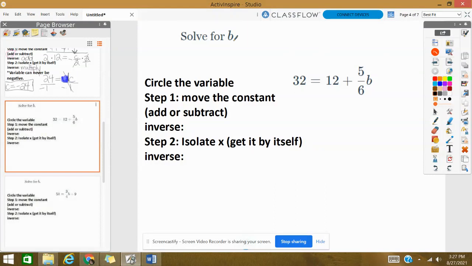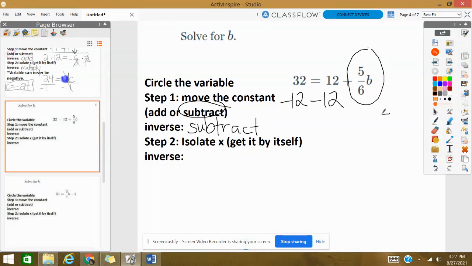So first I want to go ahead and circle my variable, which is 5 over 6b. Then I want to move my constant. Because this 12 is positive, the inverse will be to subtract. Okay, so I'm going to take the inverse, and the inverse is to subtract. I'm going to subtract 12 on both sides. And then I have 32 minus 12, which is going to give me 20. And then this is equal to 5 over 6b.